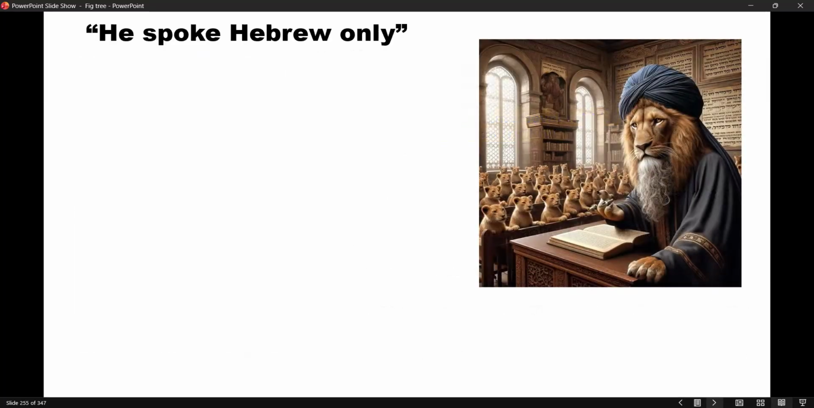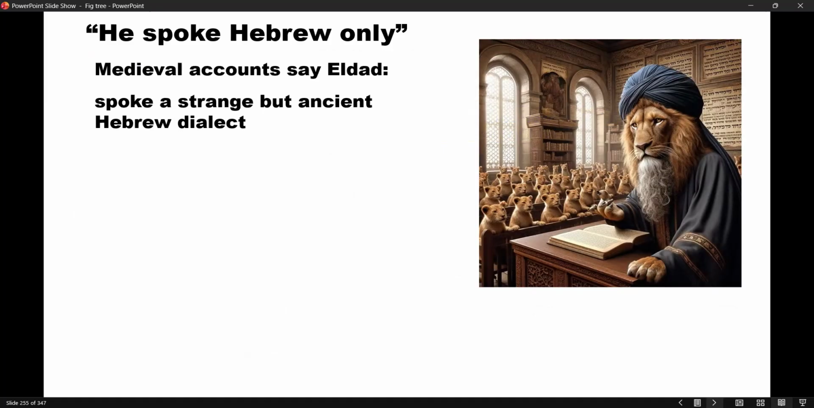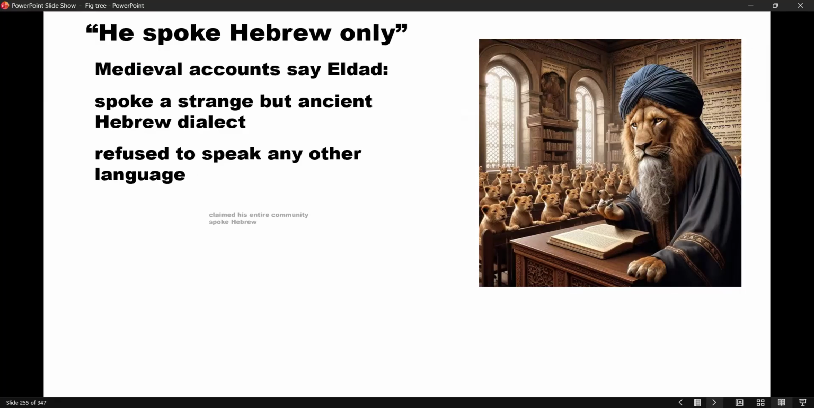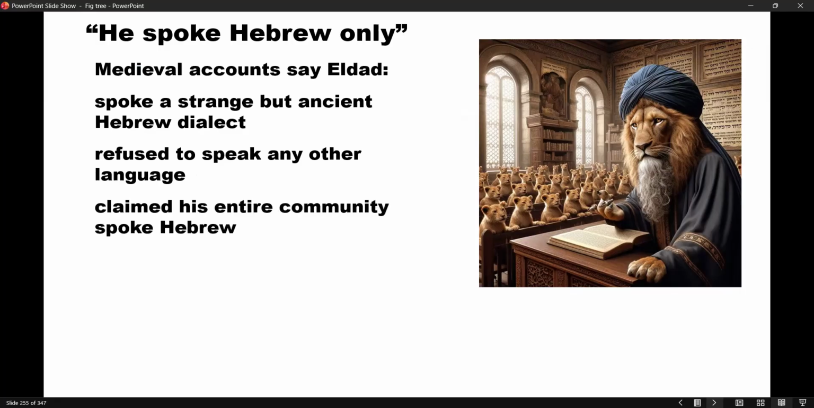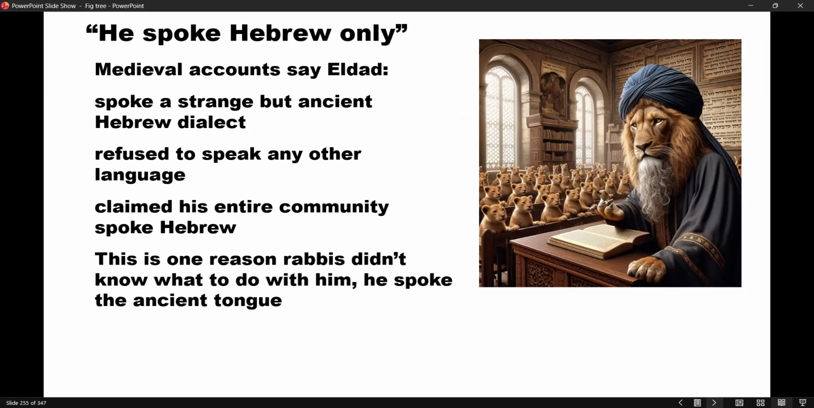Now, he spoke Hebrew only. Medieval accounts say Eldad spoke a strange but ancient Hebrew dialect. Okay, well, how is that so? It's strange to those that don't speak that ancient Hebrew dialect, but this brother did. He refused to speak any other language. He claimed his entire community spoke Hebrew. This is one reason rabbis didn't know what to do with him. He spoke the ancient tongue, and they did not.